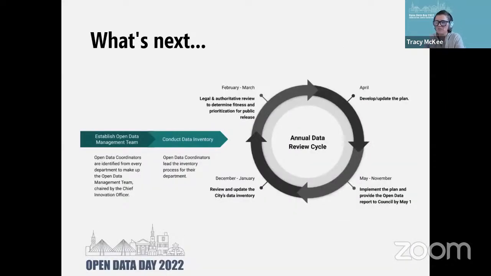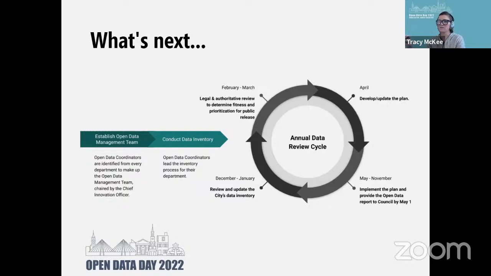So what's next? What's coming for the open data policy and open data? On the left-hand side, we have where we started from: creating our open data management team, which is already in place, and conducting our initial data inventory, which is I would say 90% done based off of departmental compliance. And now we're starting to enter this annual data review cycle.